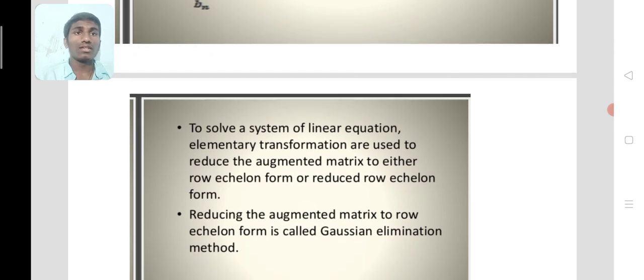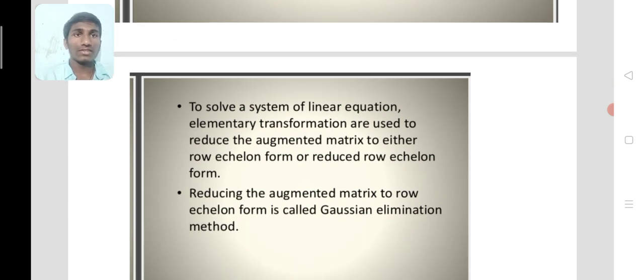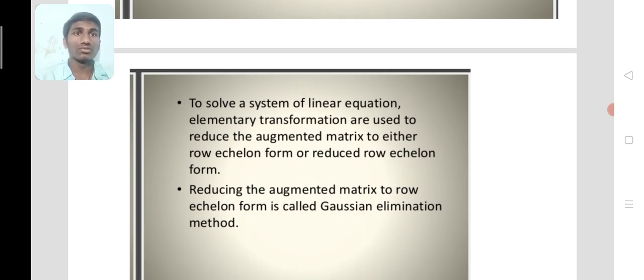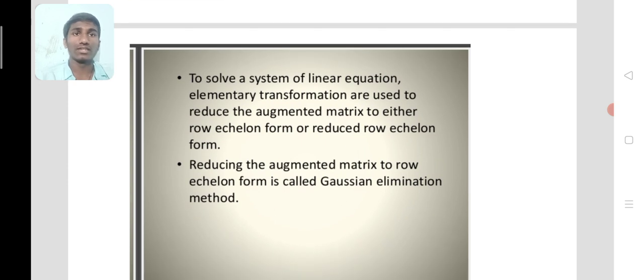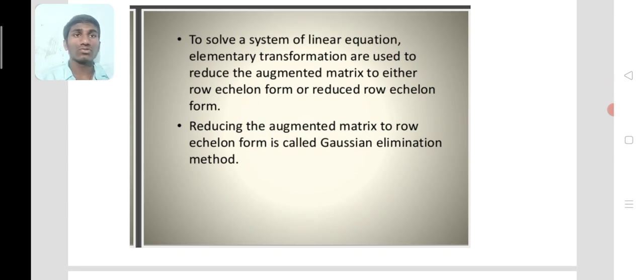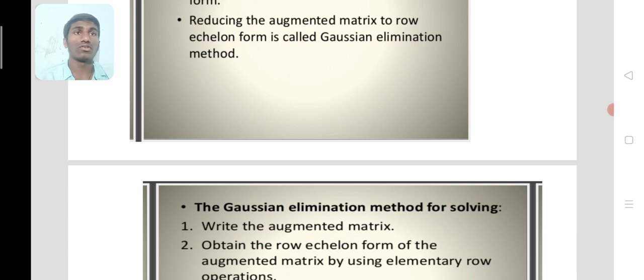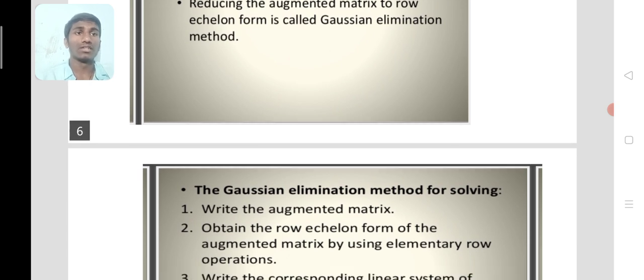To solve a system of linear equations, elementary transformations are used to reduce the augmented matrix to either row echelon form or reduced row echelon form. Reducing the augmented matrix to row echelon form is called the Gaussian elimination method. It is the same as converting an augmented matrix into an upper triangular matrix.